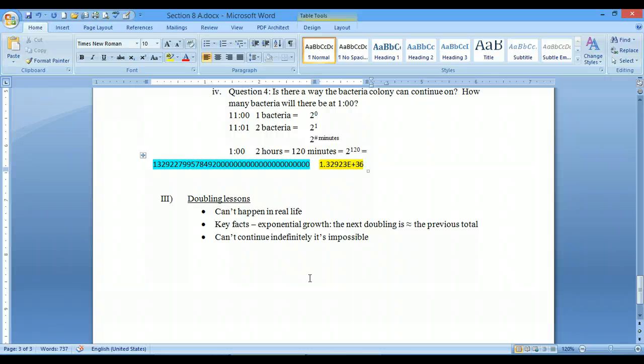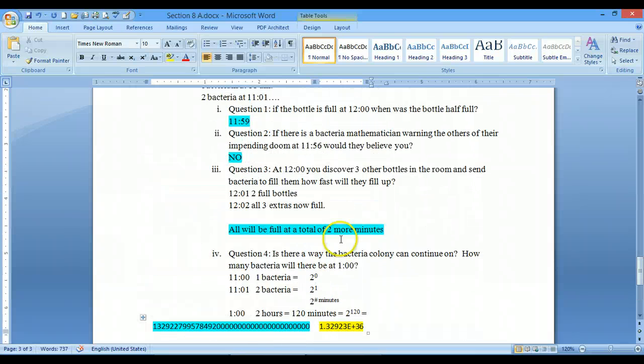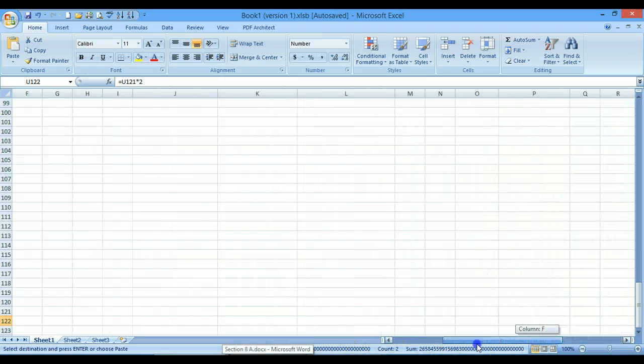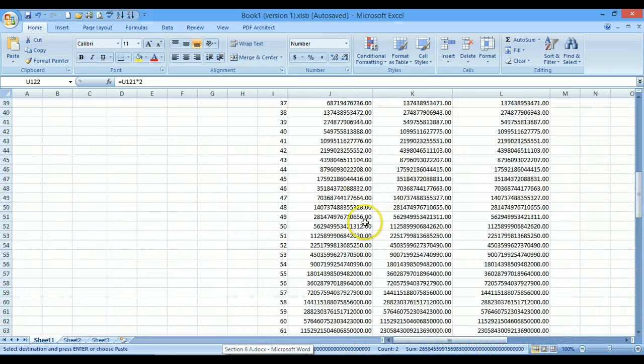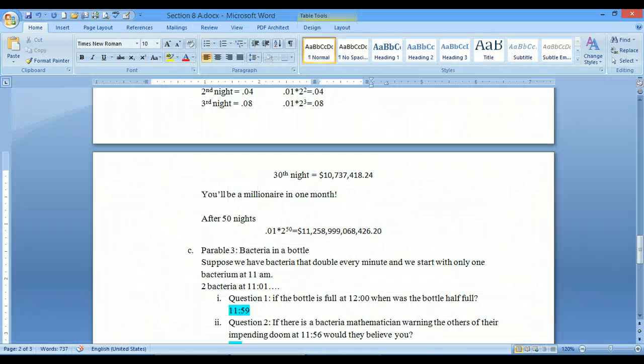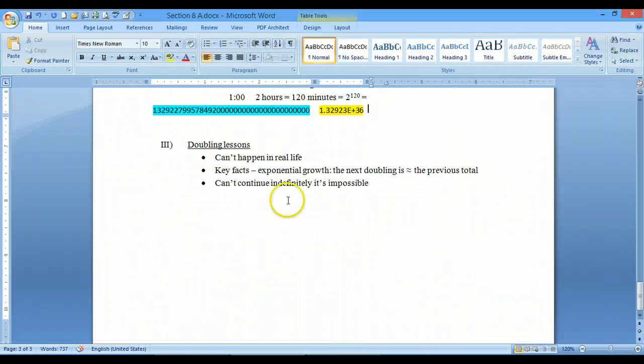And the key facts: exponential growth. The next doubling is approximately equal to the previous total, which we did when we found, let's go back into our Excel functions over here, when we were coming up with our answers. Here, we noticed that the 7 was almost the 8. So the next doubling is approximately equal to the previous total. And it can't continue indefinitely. It's just impossible in real life.